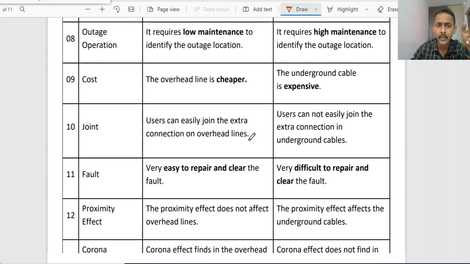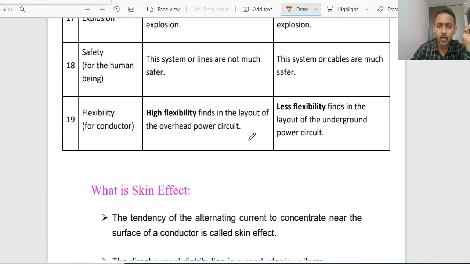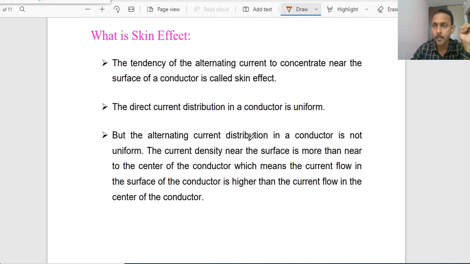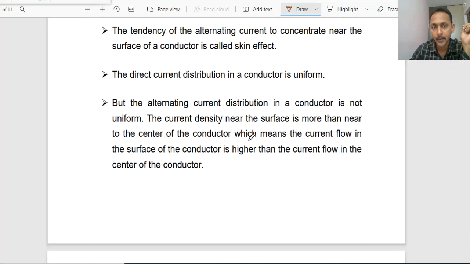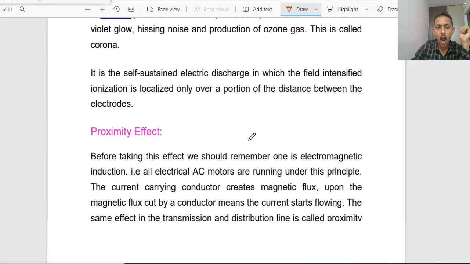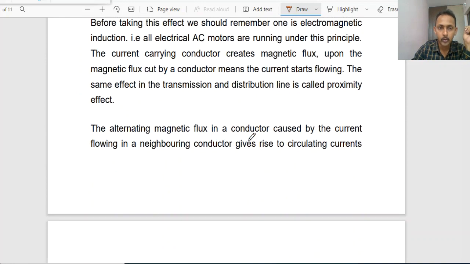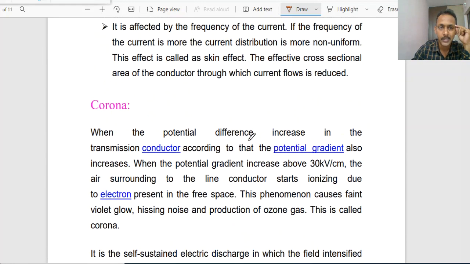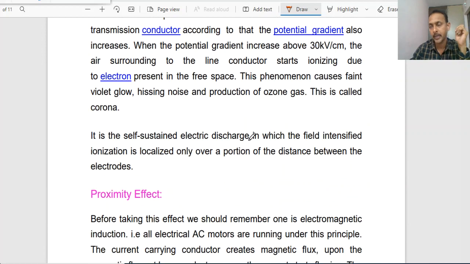And while comparing these points, we will come across three terminologies: skin effect, corona, and proximity effect. We are going to see what we mean by skin effect, corona, and proximity effect in this video.